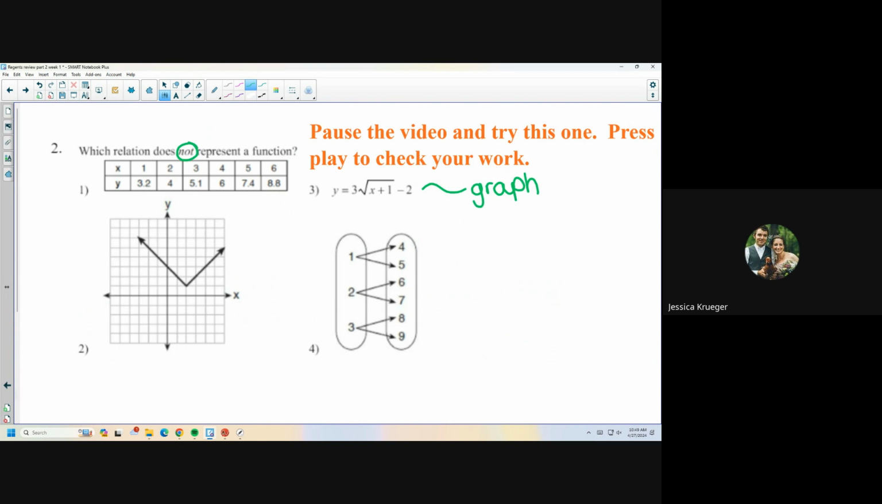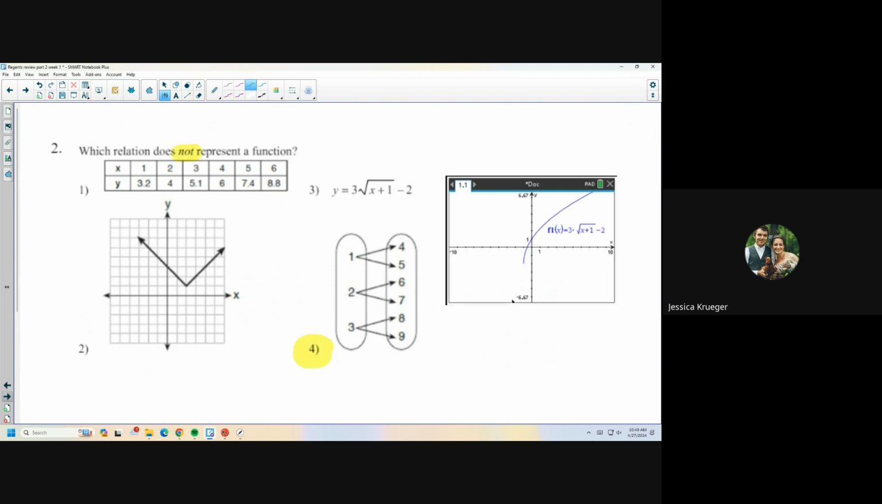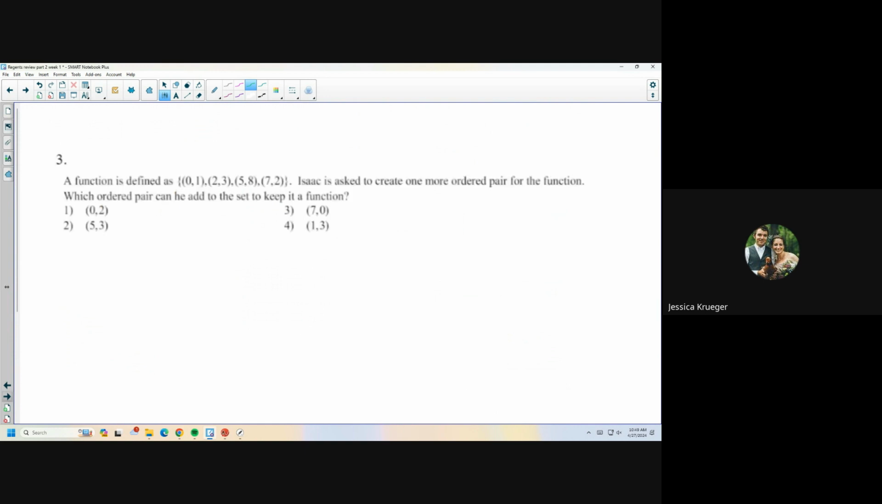Here's your solution. When I graphed answer choice 3, it passed the vertical line test. I know it looks like it gets vertical right about here, but it really doesn't. That is curving, so it's not a vertical line. Okay, number 3, go ahead and pause it and give it a try. My hint: make sure you read, we want to keep it a function. Here's your answer.